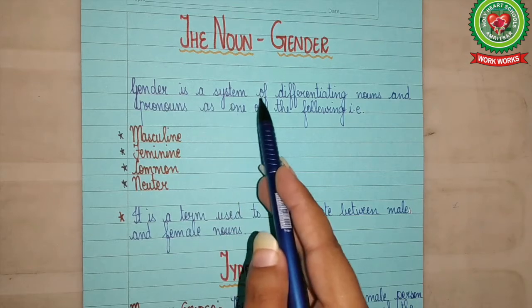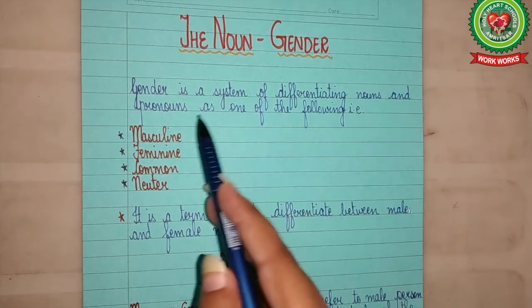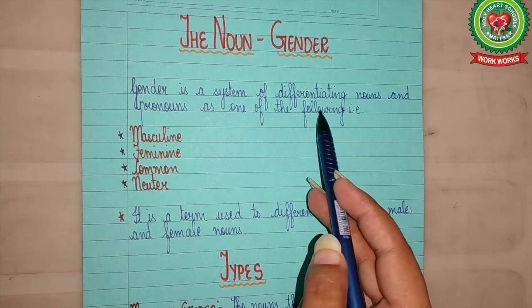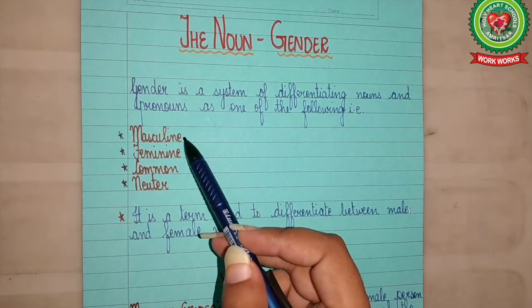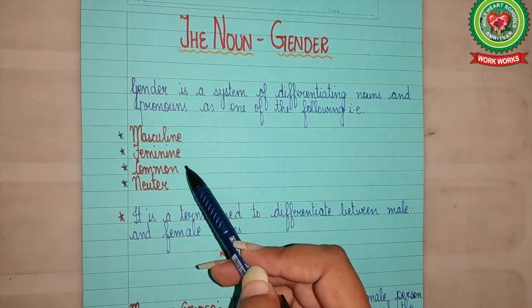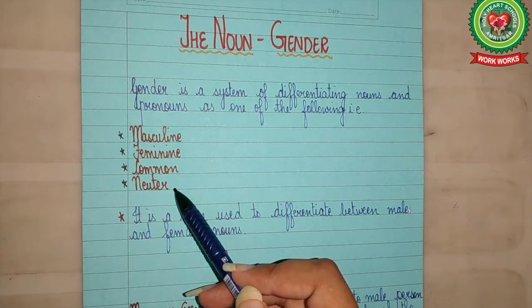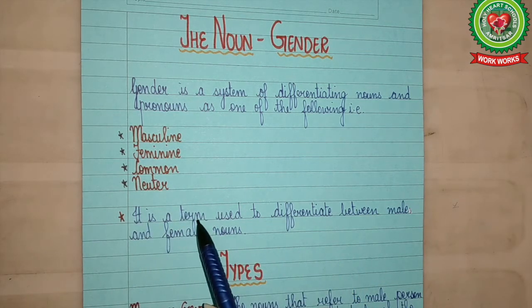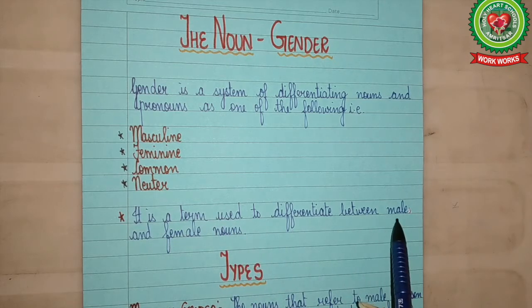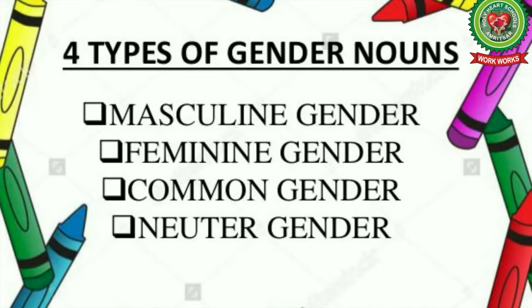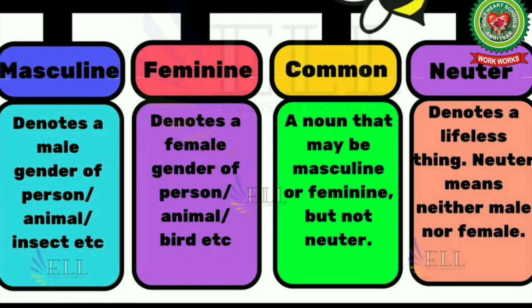Gender is a system of differentiating nouns and pronouns as one of the following, that is masculine, feminine, common or neuter. Or we can say it is a term used to differentiate between male and female nouns. Now we will discuss the various types of gender. There are 4 types of gender: masculine gender, feminine gender, common gender and neuter gender. We will discuss all these types of gender in detail.